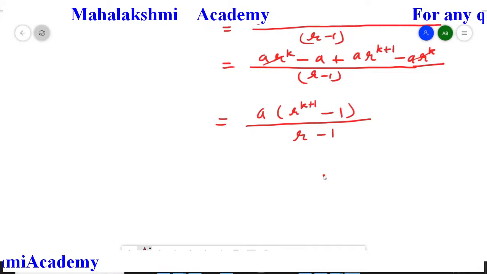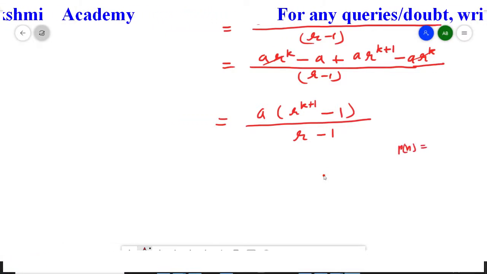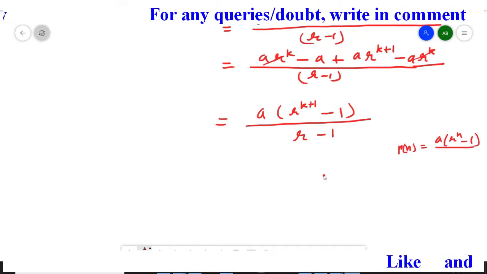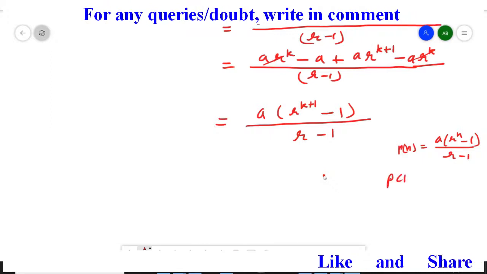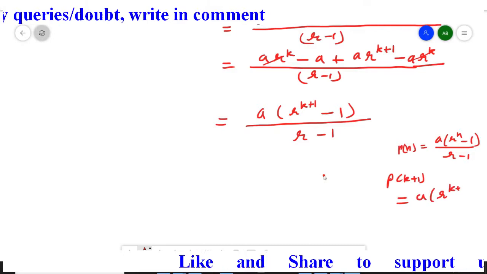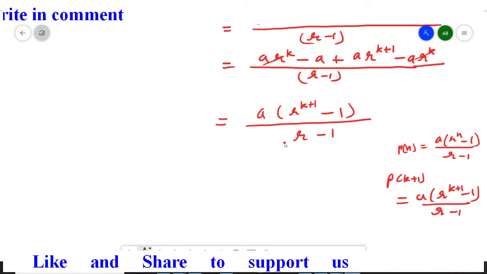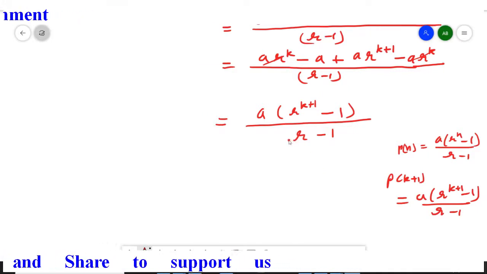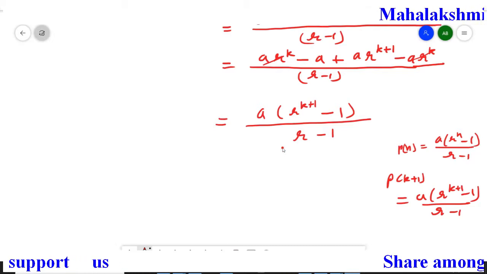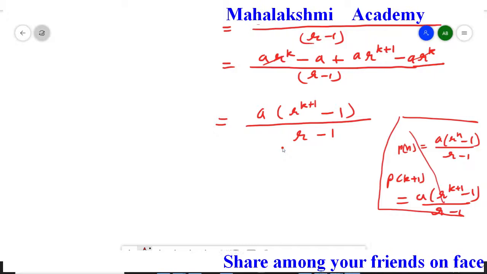I am just writing here to explain to you. The right hand side of Pn statement which is given in the question is a r to the power n minus 1 then divided by r minus 1. So if we are going to convert into the k plus 1, then it is going to be a r to the power k plus 1 minus 1 then whole divided by r minus 1. So we are having the same format here. So we do not have to do any changes. So for Pk plus 1 statement, this is already satisfied. So this I only wrote to explain to you.